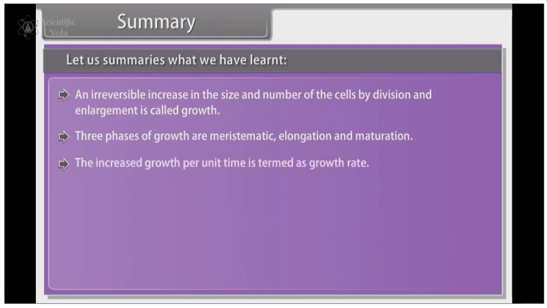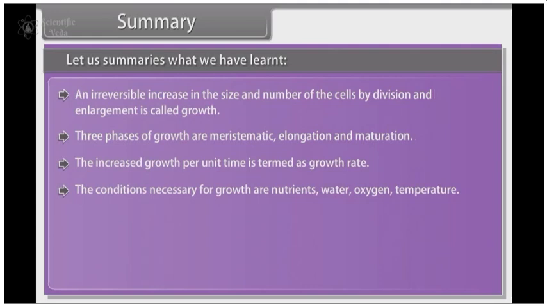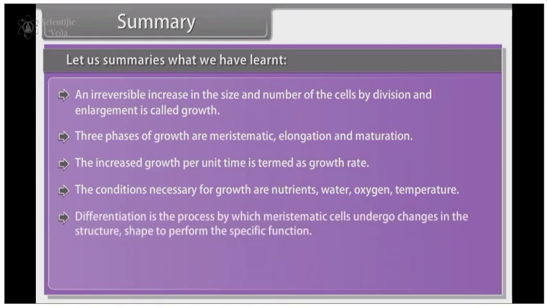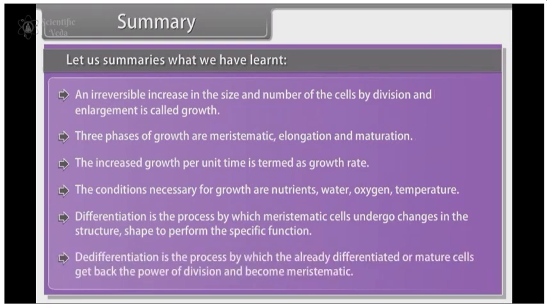The increased growth per unit time is termed as growth rate. The conditions necessary for growth are nutrients, water, oxygen, temperature. Differentiation is the process by which meristematic cells undergo changes in the structure and shape to perform the specific function. Dedifferentiation is the process by which the already differentiated or mature cells get back the power of division and become meristematic.